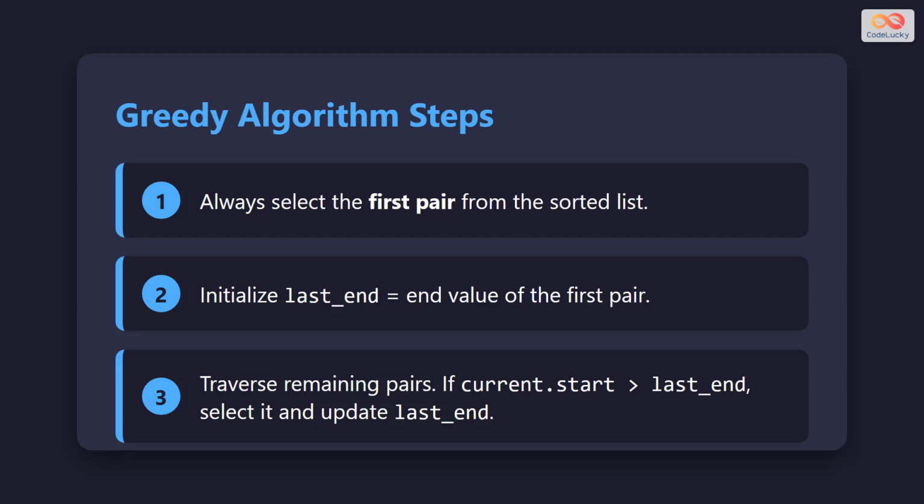Here is our algorithm. First, we sort the pairs. Step 1, we always select the first pair from our sorted list. Step 2, we track the end value of that selection. Step 3, we look at the next pair. If its start value is greater than our current end value, we select it and update our end value. Otherwise, we skip it.